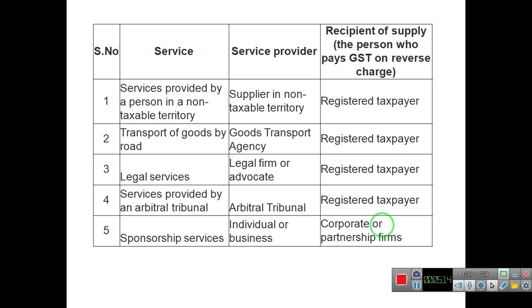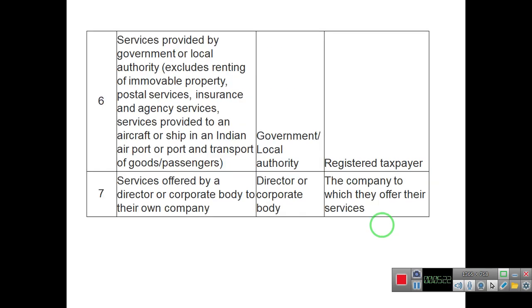In case of legal services, services provided by an arbitral tribunal, sponsorship services, services provided by government or local authority, excluding the services related to renting of immovable property, postal services, insurance agency services, services provided to an aircraft or ship in an airport or port, and transport of goods and passengers. These all services are under the reverse charge mechanism.